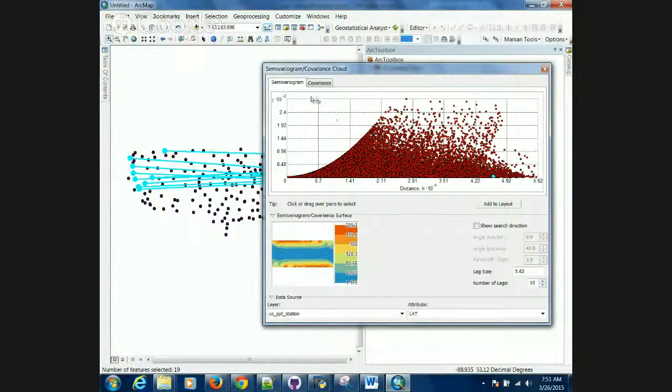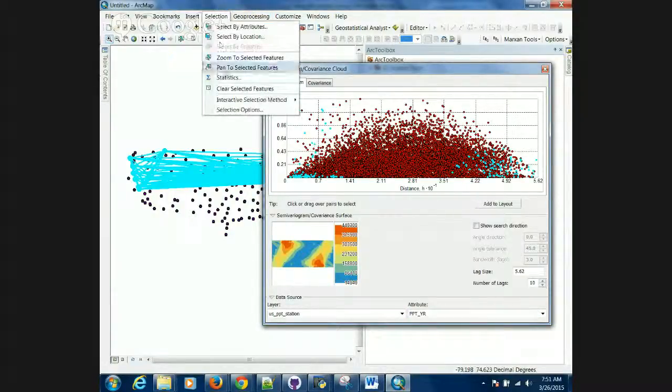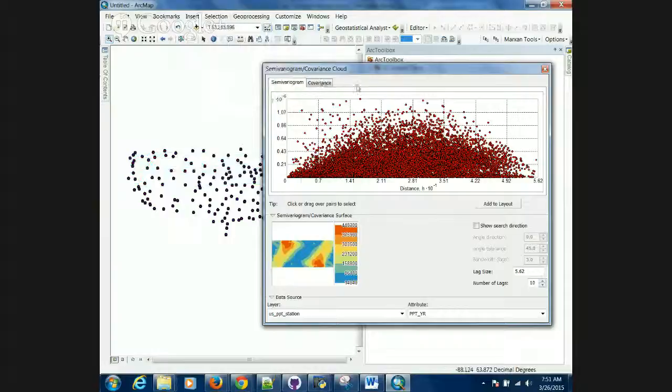Okay. All right, so let's change this to another variable, and that is precipitation. So we change this to precipitation, and let's clear out the selection, clear selected features. Okay. All right. If you remember this area right here, what was this quadrant? What did that represent? Things that are, in terms of distance, are those far away or close? Close, relatively close in that quadrant.